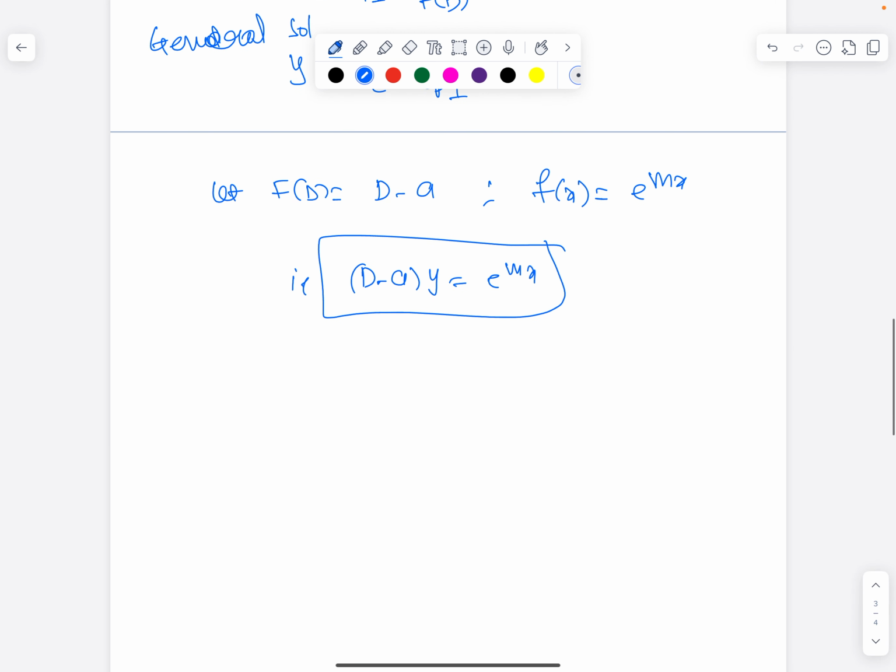We solve it using YPI. I am not focusing on the complementary solution because it is easy to handle. So YPI equals 1 by D minus a, because as per the definition it is 1 by capital F of D into f of x, where f of x is e to the power mx. Okay, you have a scenario like this. Now to write it further, look at this form and try to adjust those terms.